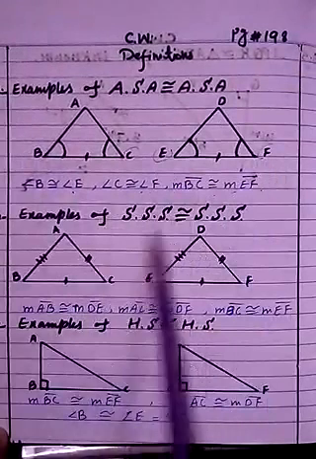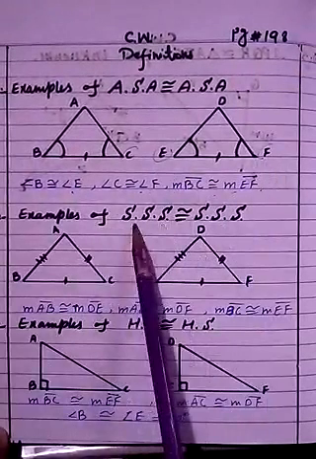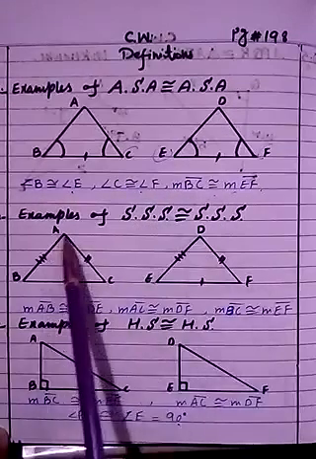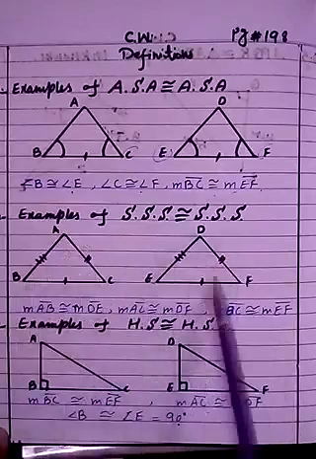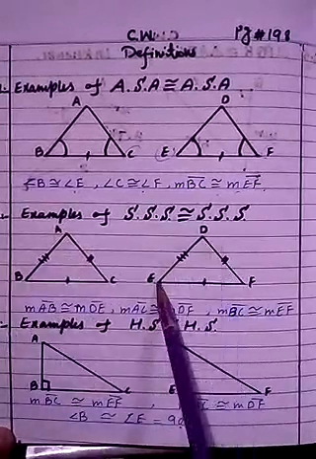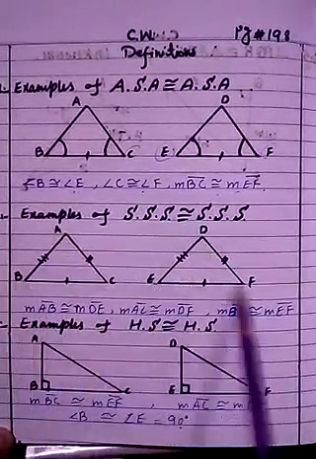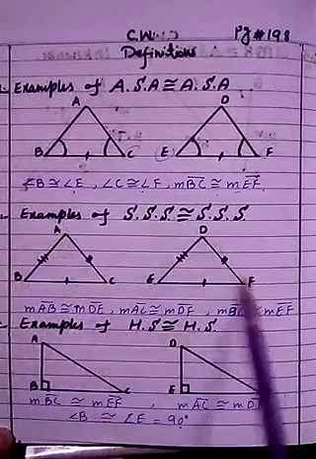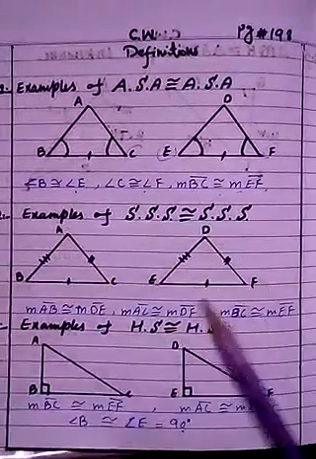Now when you use SSS, it means side side side. You have to make two congruent triangles or two same triangles. Now AB equals DE, BC equals EF, and AC equals DF. Now this is the side side side.